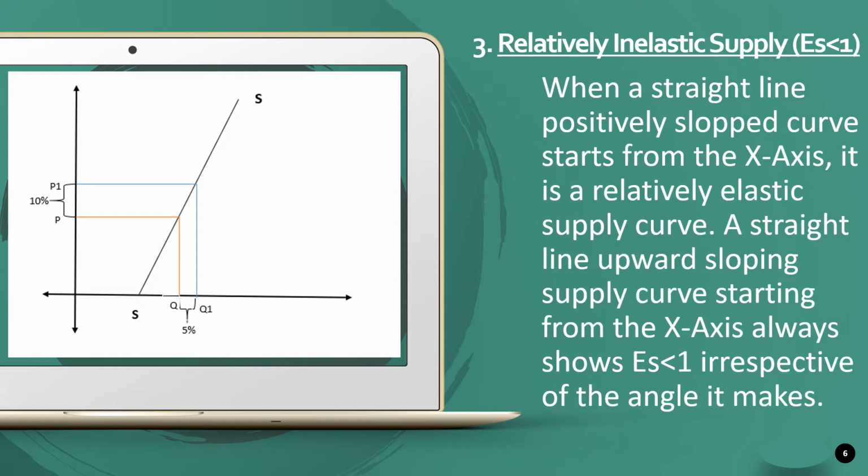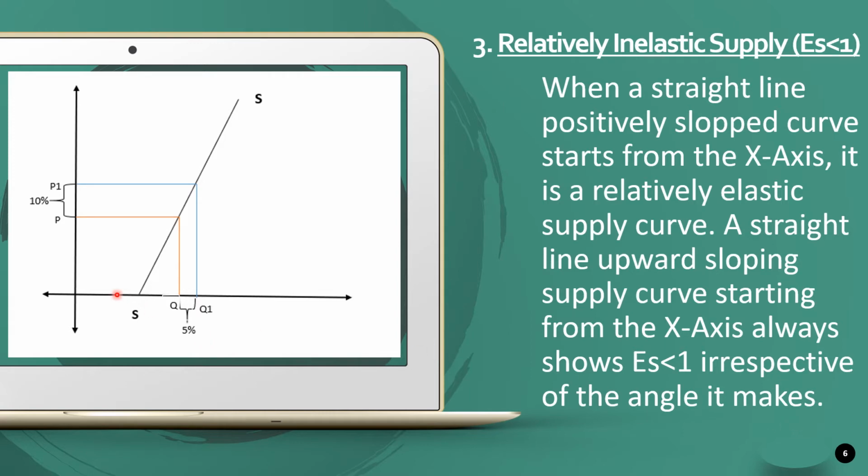Now moving on to the third type of elasticity of supply, which is relatively inelastic supply, where ES, or elasticity of supply, is less than 1. Let us define it. When a straight line, positively sloped curve, starts from the x-axis, it is a relatively inelastic supply curve. A straight line, upward sloping supply curve, starting from the x-axis always shows ES less than 1, irrespective of the angle it makes.